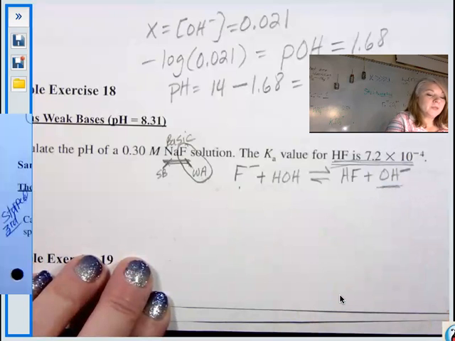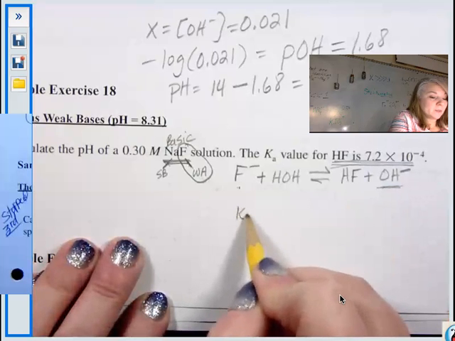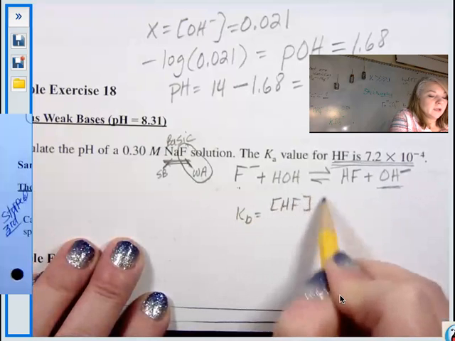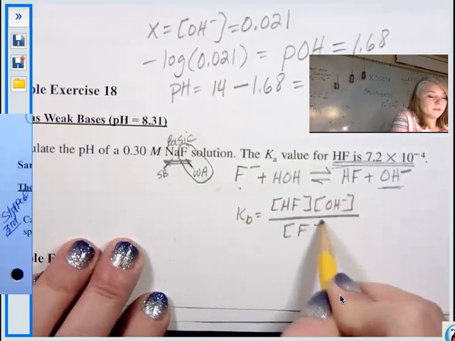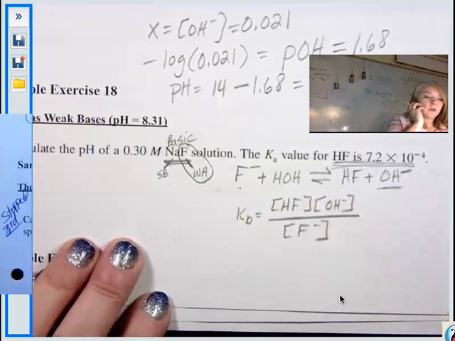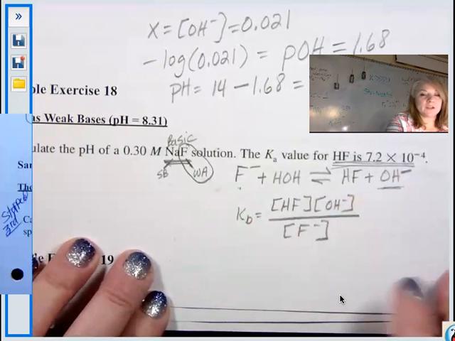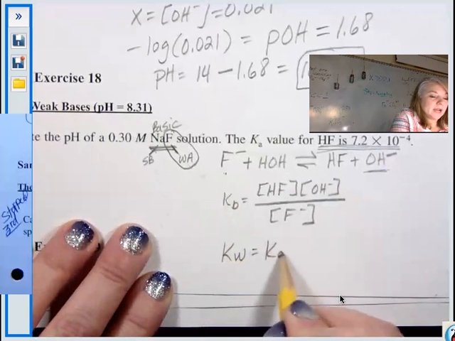Now, since this is a base, we would need a Kb expression. Kb is HF times OH minus over F minus. There's our Kb expression. But they didn't give us a Kb value, they gave us a Ka value. That's okay. We can figure out what the Kb value is from the Ka. Here's a little piece of information that you need to know: Kw is equal to Ka times Kb.